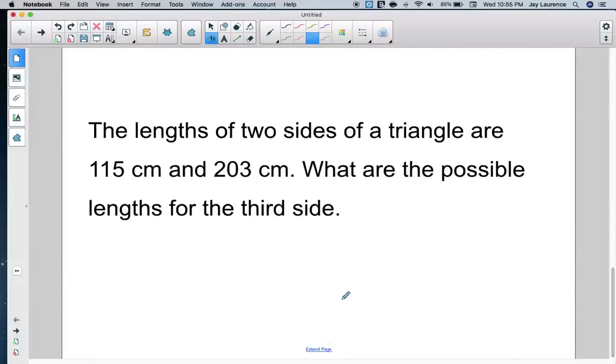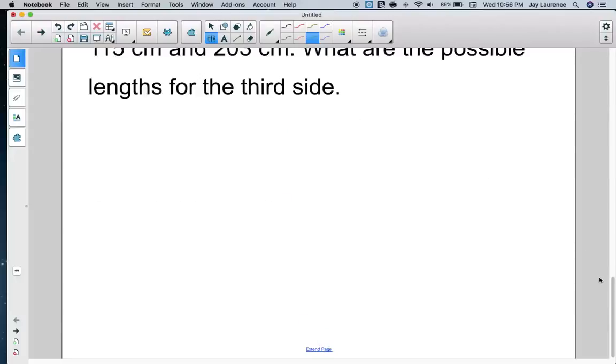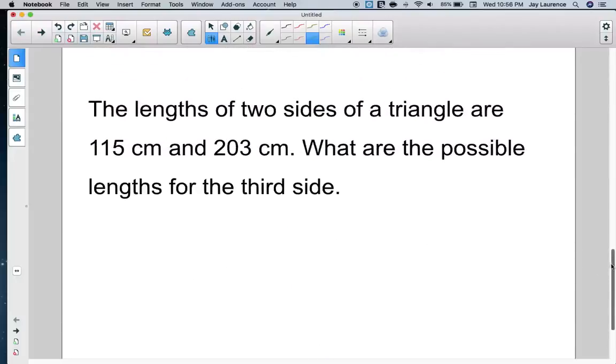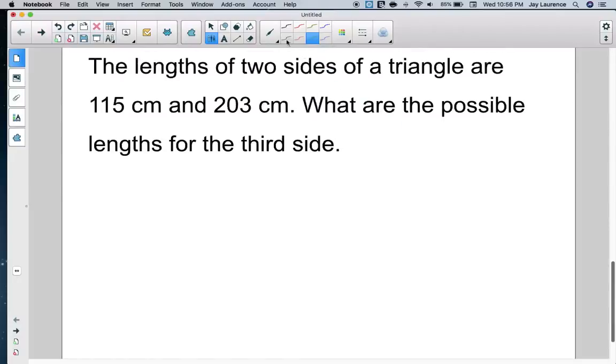It says the lengths of 2 sides of a triangle are 115 centimeters, 203 centimeters. What are the possible lengths for the third side? I want you to go ahead and solve this one all on your own, okay? If you're working with a partner, that's fine. If you're working individually, that's fine. You should be doing this in your notebook. Go ahead and try it. Unpause the video when you're ready to see my solution.